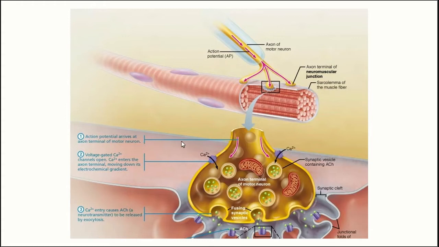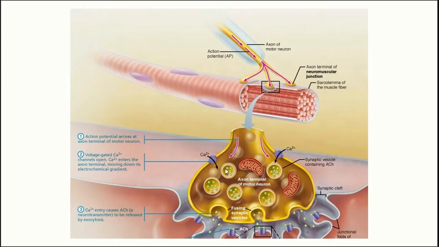So the first event that happens here is that an action potential that's spreading down the axon arrives at the axon terminal. Now remember that the action potential, being a voltage change, is going to stimulate these voltage-gated calcium channels that are located in the membrane of the axon terminal to open. And when these voltage-gated calcium channels open, calcium is going to enter the axon terminal. So this term voltage-gated implies that these calcium channels are sensitive to changes in membrane voltage, like action potentials.